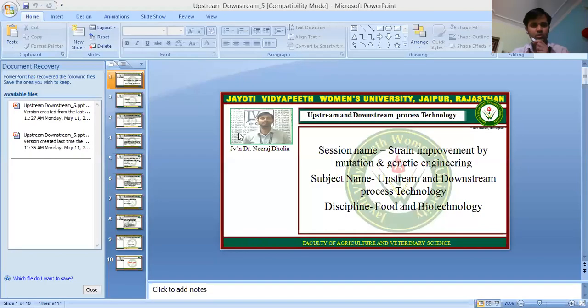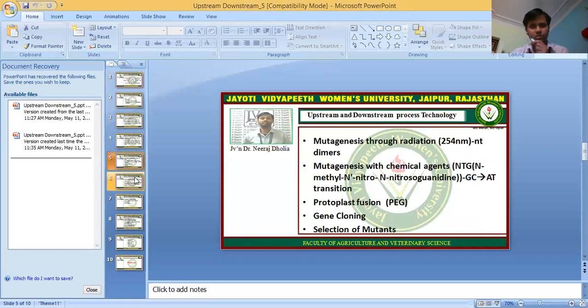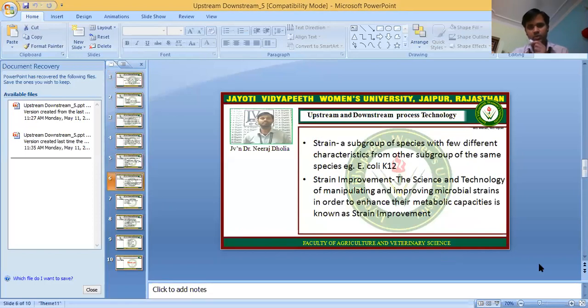In the earlier lecture, we also discussed what is the gene mutation, what is the genome mutation, what is the chromosome mutation, and what is the point mutation. Further, we will discuss the various methods of the strain improvement.